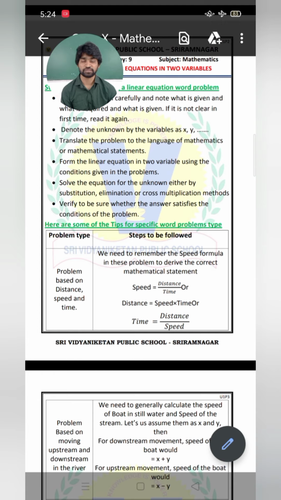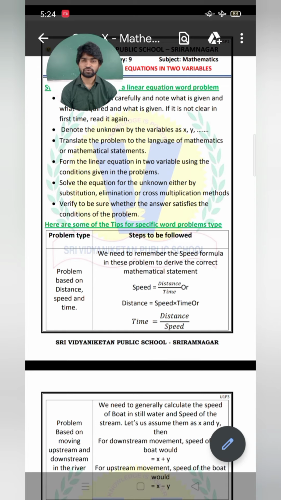To divide into sentences easily, you have to identify where the full stops and commas are. If you find full stops, then there is certain data given. That data you have to write in the given part. See here in your worksheet, it is clearly given. Read the problem carefully and note what is given and what is required. If it is not clear the first time, read it again.